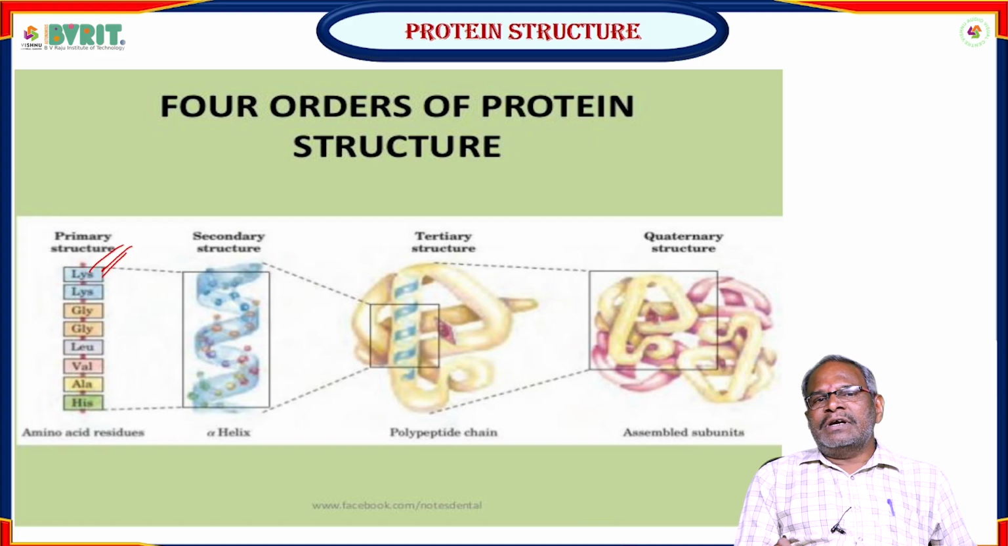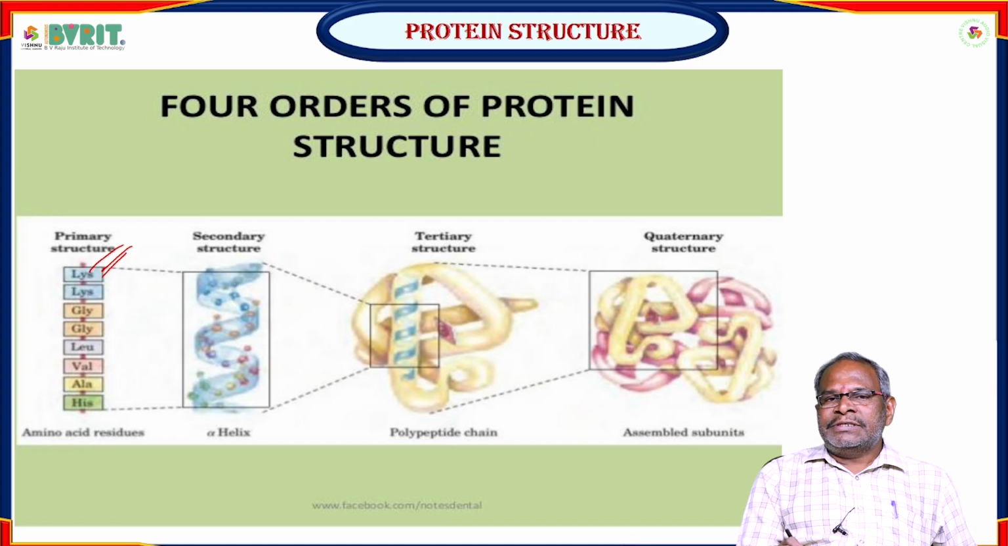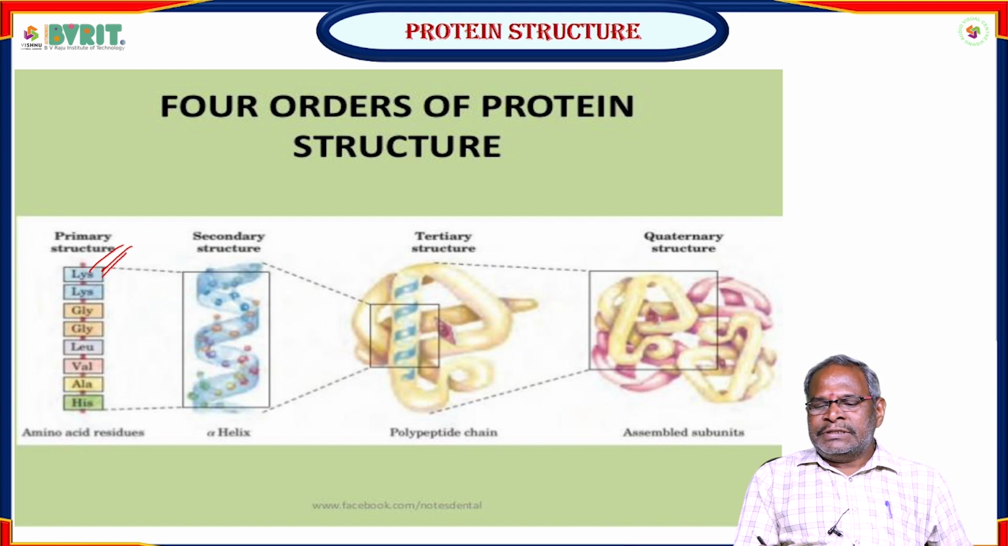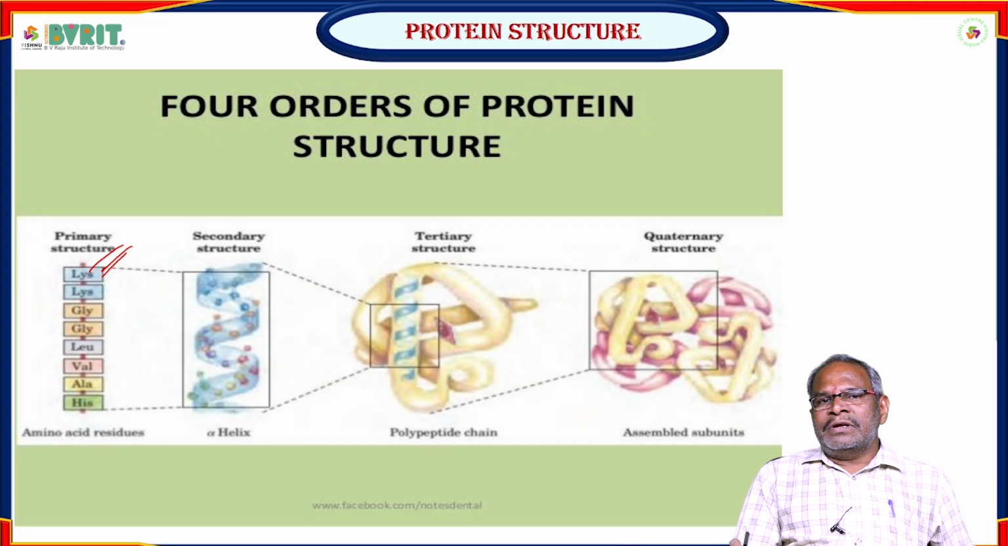Next is the tertiary structure, and then the quaternary. The tertiary structure is the conformational structure. Here the alpha and beta helix are observed in the tertiary structure. In the quaternary structure, two alpha helices and two beta pleated sheets are present in the protein molecule.